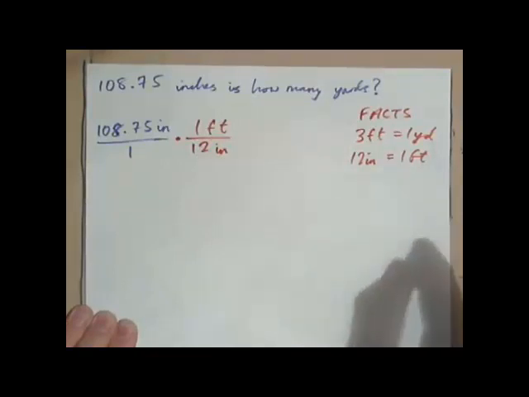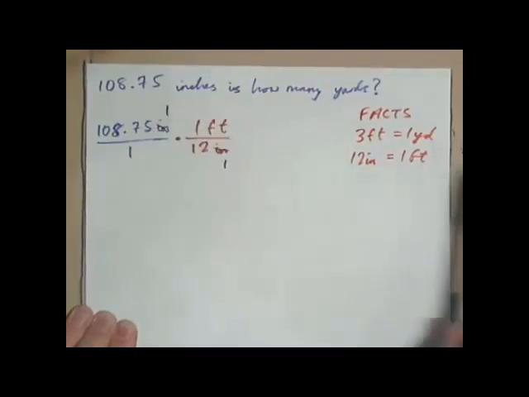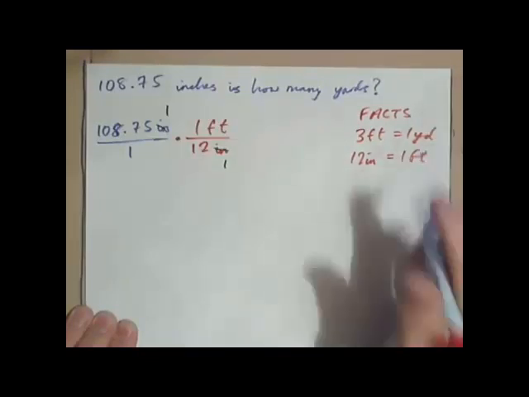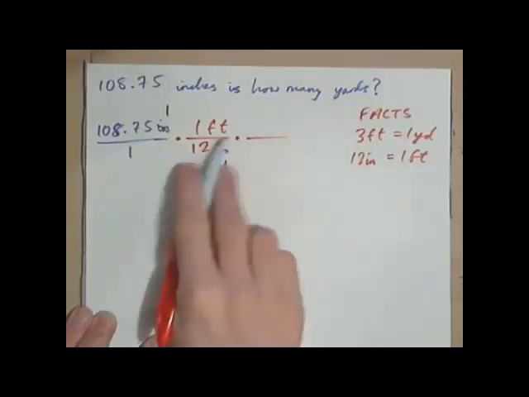Now what can you do? Cross cancel the inches. Now you're in feet, right? So just take it one step at a time. One step at a time. Don't try and do it all at once. Now we're in feet. How do we get to yards now?